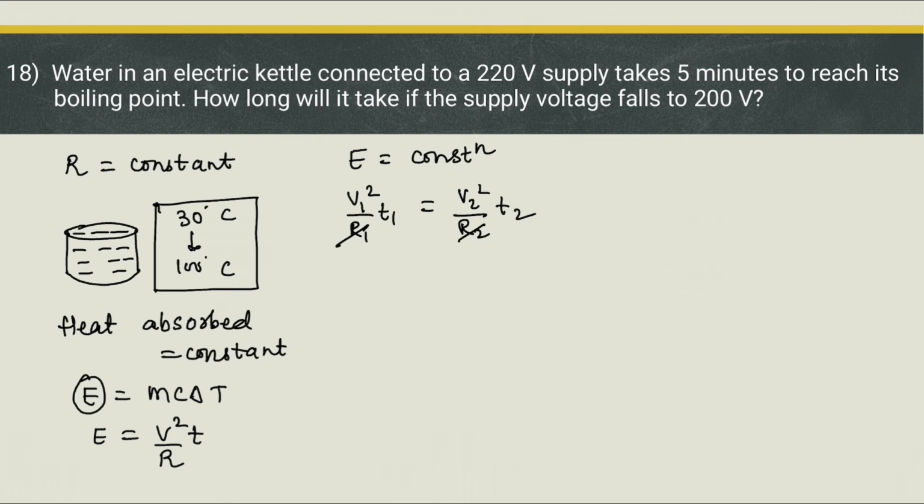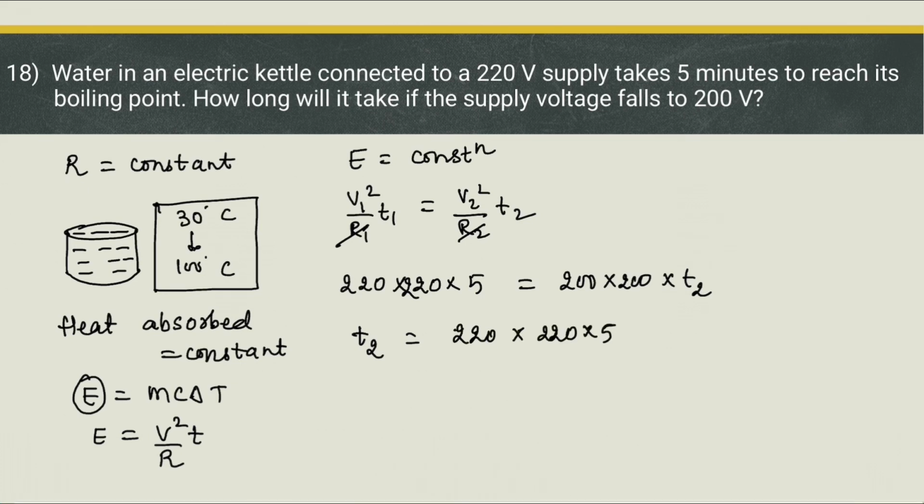Here the resistance of the kettle is constant, so we can cancel that. V1 is 220, so 220 into 220 into time, which is 5 minutes, is equal to V2, which is 200 into 200 into T2. So T2 is 220 into 220 into 5 upon 200 into 200, and after doing some mathematics you will get 6.05 minutes.